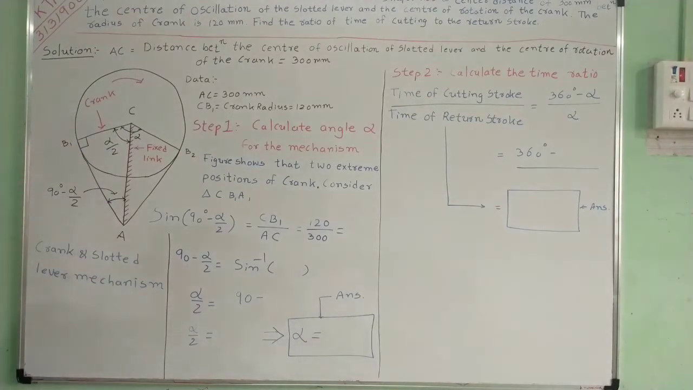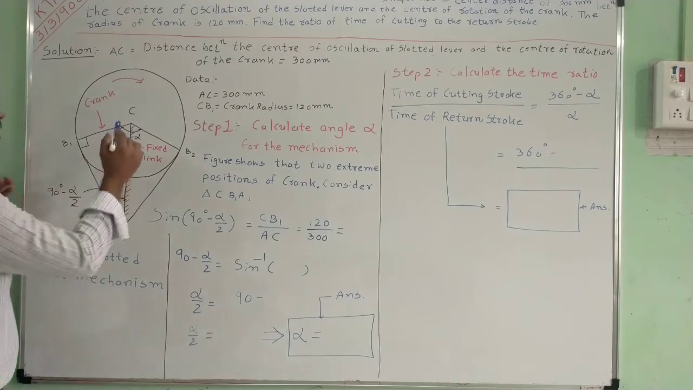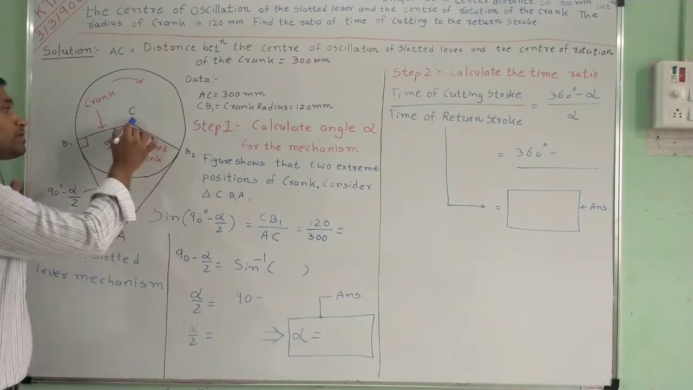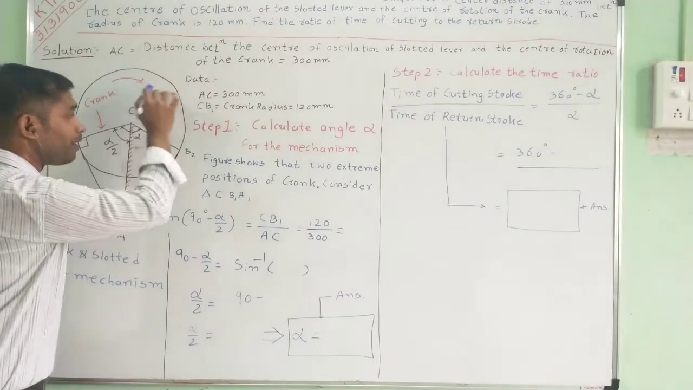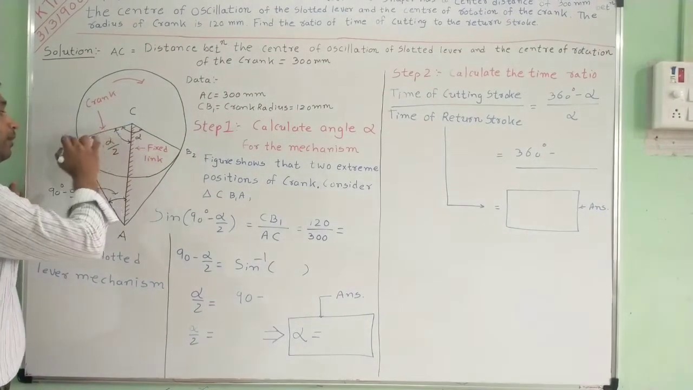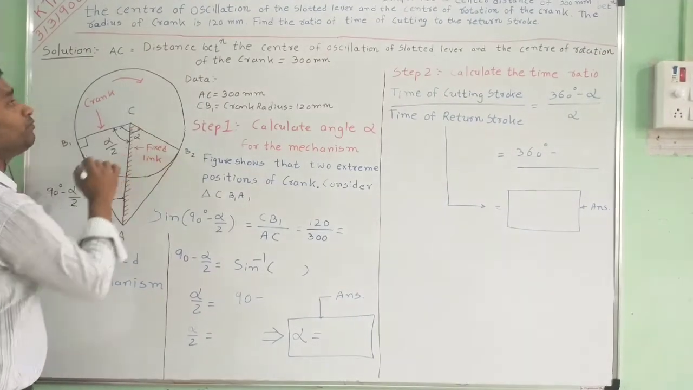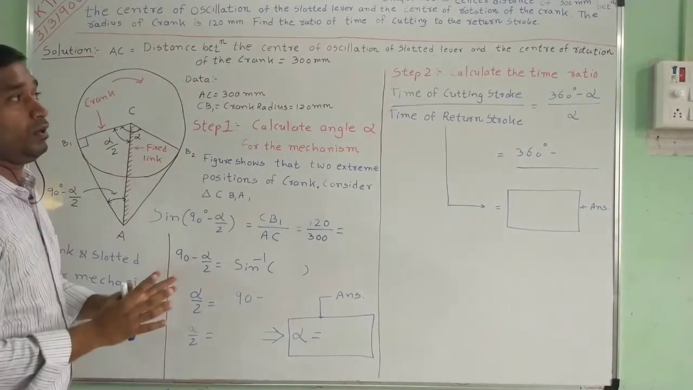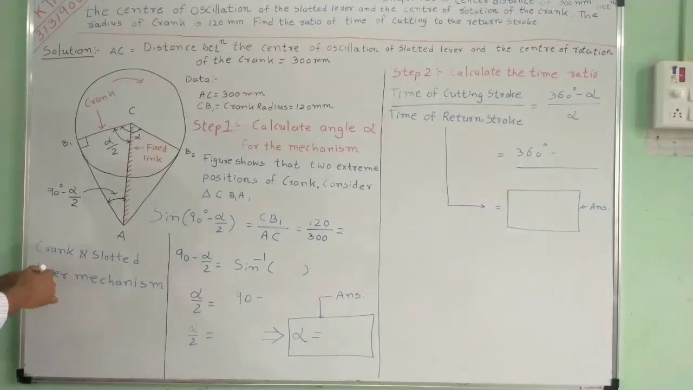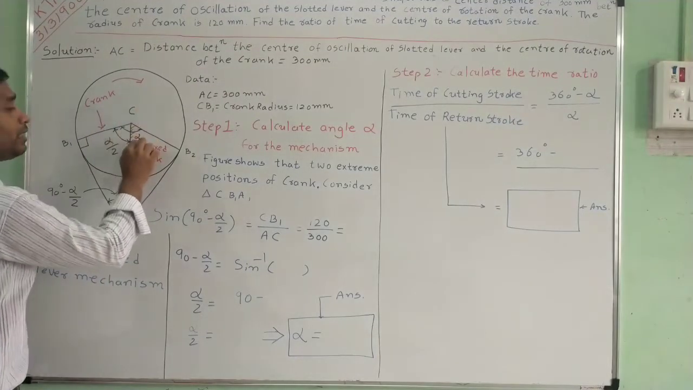Now first of all, what is the main function of a crank and slotted lever mechanism? We have already studied in the video lectures on theory that the crank and slotted lever mechanism is a quick return motion mechanism. Why is it a quick return motion mechanism? When your crank rotates in a clockwise direction from CB1 to CB2, it performs a cutting stroke, the forward stroke, and this angle is more than alpha.